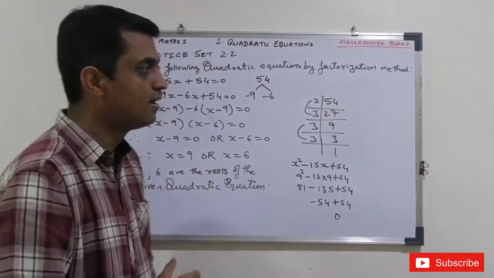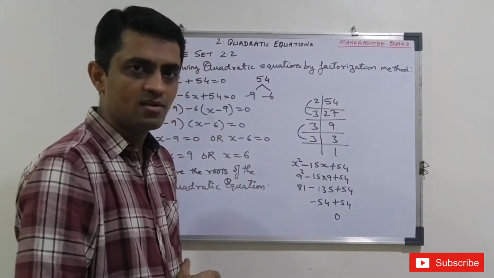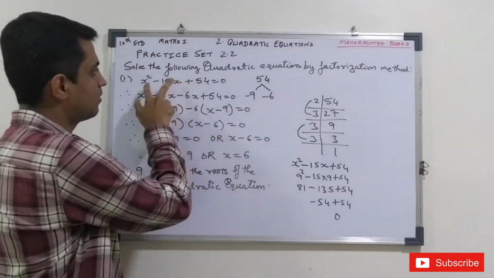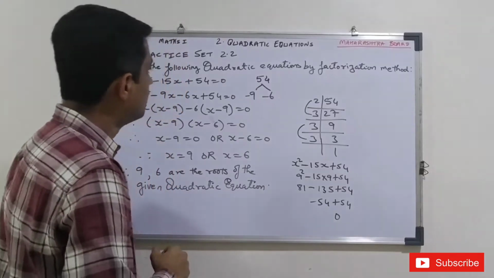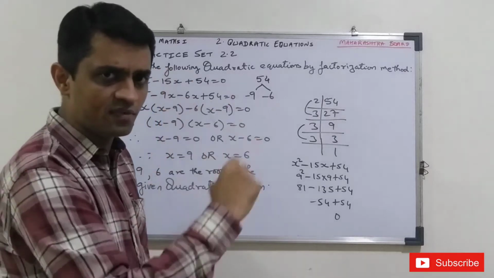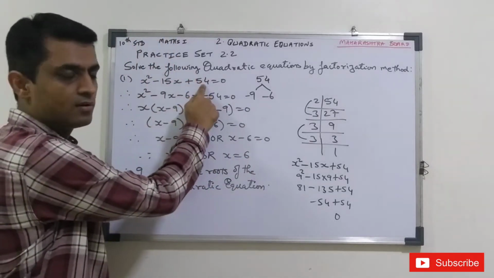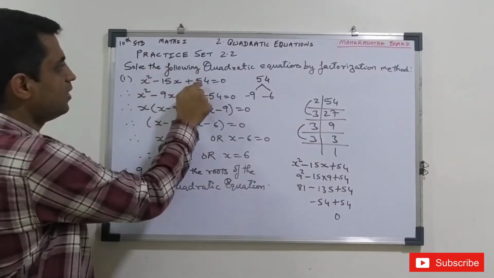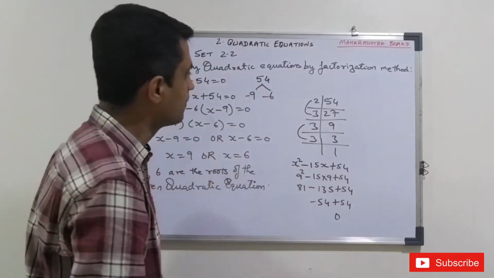In a similar way, for this equation also we have to find such a value of x where this whole expression or whole equation will give you 0. Now, let us see how to do this sum. The very first step: multiply 1 into 54. Here nothing is written, which means 1 is there. 1 into 54 is 54. Correct?